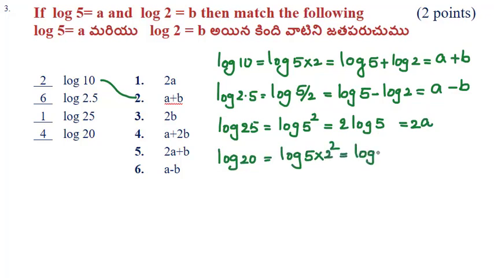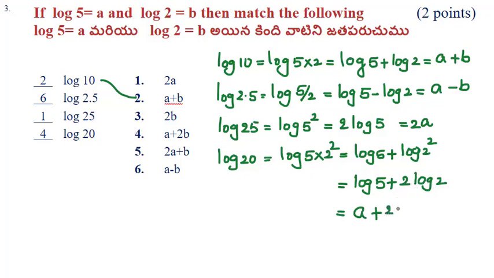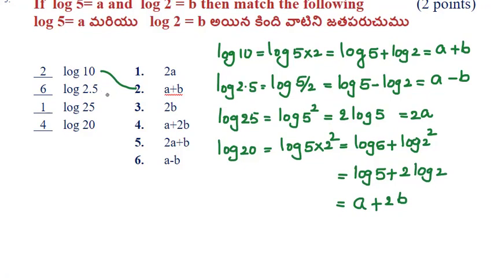Next, log 20 can be written as log of 5 into 2 square, that equals to log 5 plus log 2 square, that means log 5 plus 2 log 2. So log 5 is A plus log 2 is B, so 2 log 2 is 2B. So we can match this. Log 2.5 is A minus B. Next, log 25 is 2A. Next, log 20 is A plus 2B.